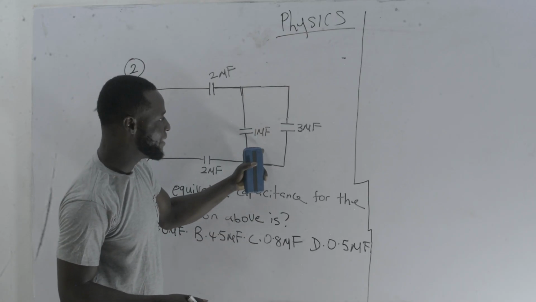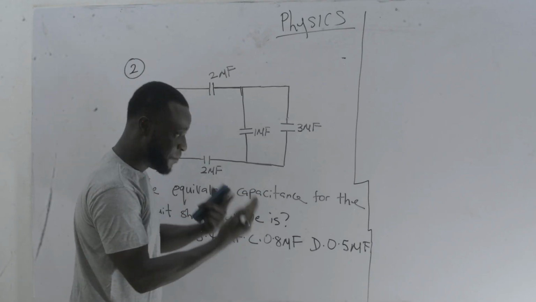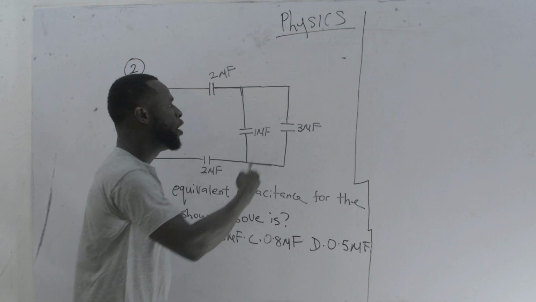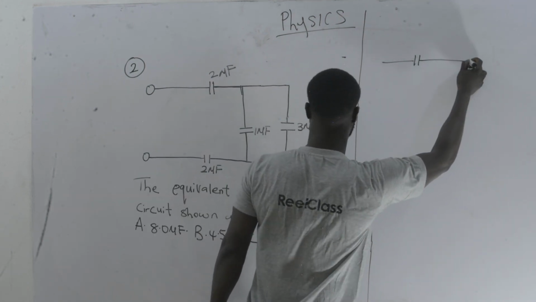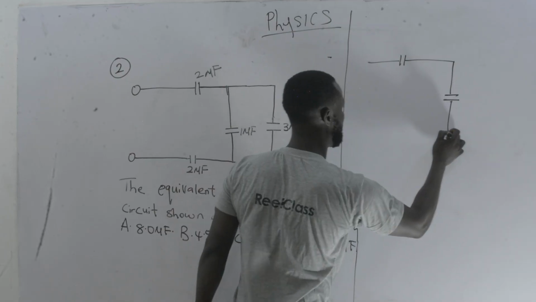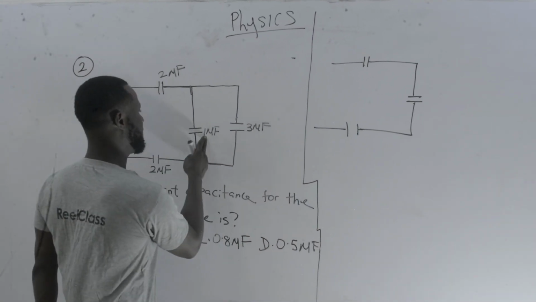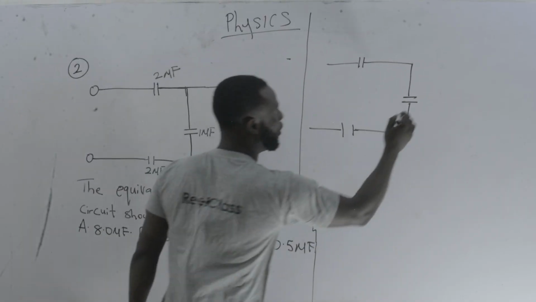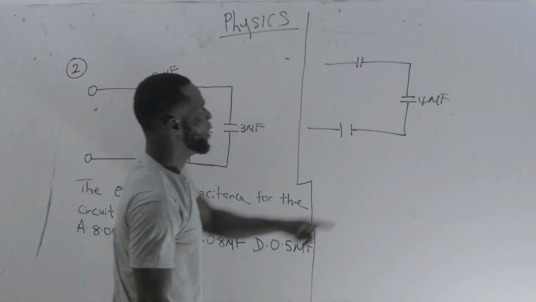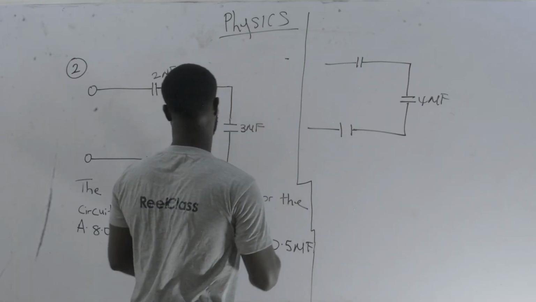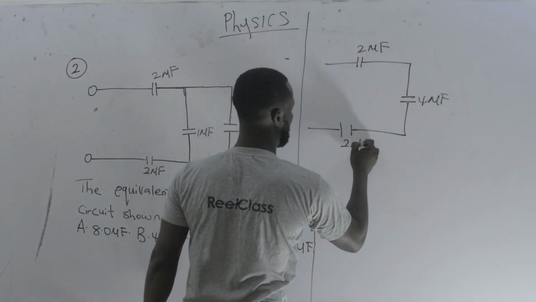If I combine these guys that are in parallel, how will I combine them? I will add them up, because in parallel for capacitors, I add up. So if I add this guy up, I'm going to have something like this. Now, this plus this will give me 4. 1 plus 3 will give me 4 microfarad. This is 4 microfarad. This is 2 microfarad. And then this is 2 microfarad.